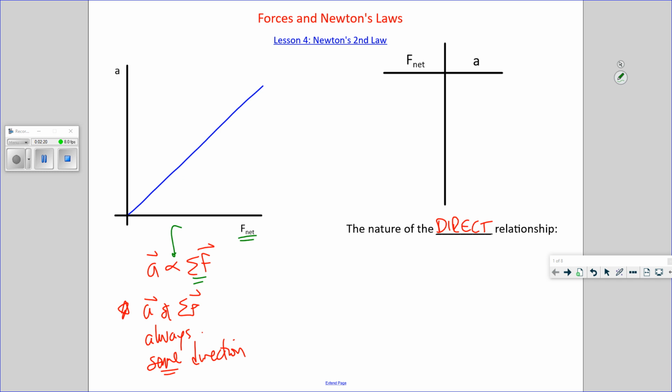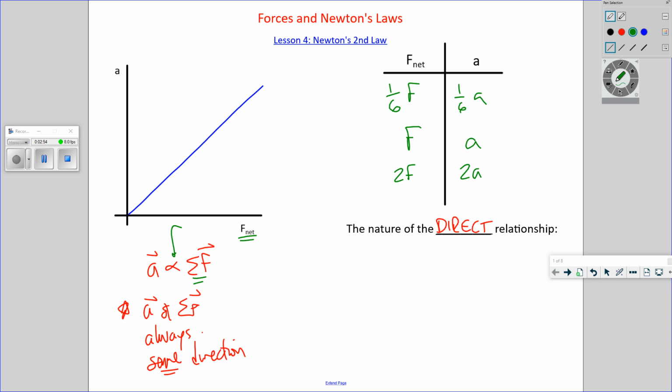So what's the nature of a direct relationship? Well, if for some force F, a system accelerates at a rate A, the direct relationship means by whatever factor you change one quantity, the other quantity changes by the same factor. So, for example, the simplest one would be with twice the net force, you get twice the acceleration. Or how about at 1/6 the net force, you get 1/6 the acceleration. Or at 9.2 times the force, you'd get 9.2 times the acceleration. All right, that's the nature of the direct relationship.